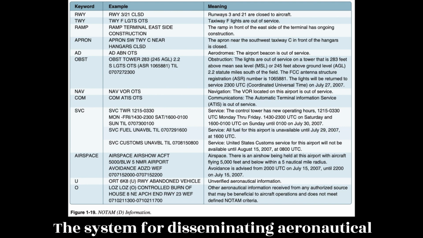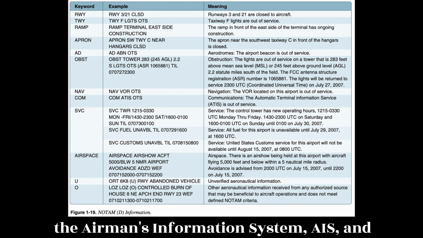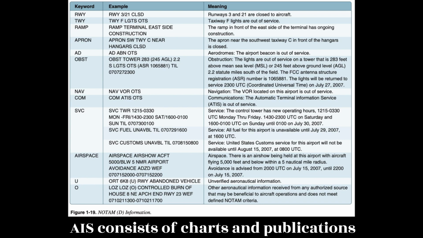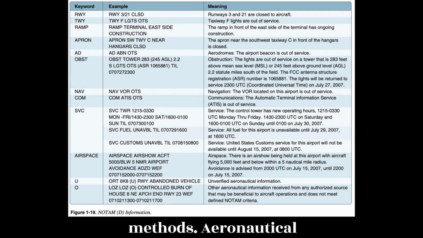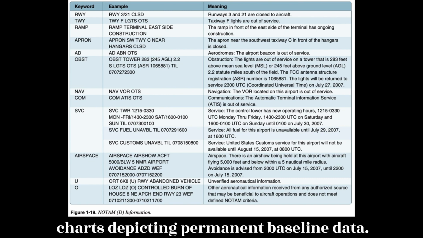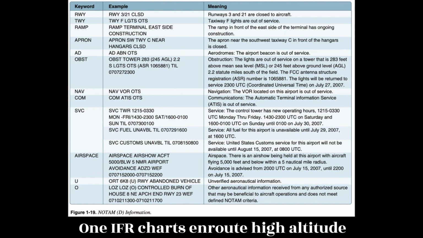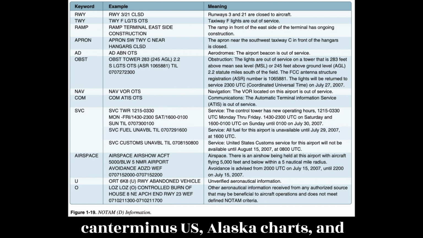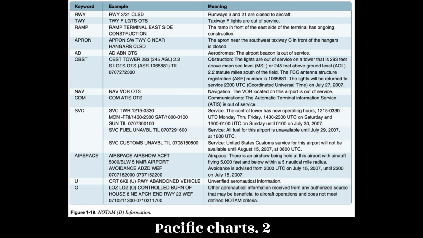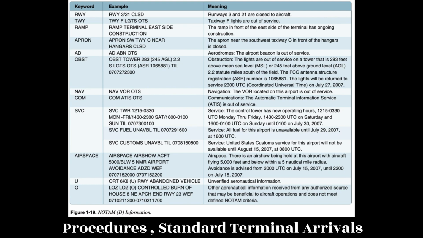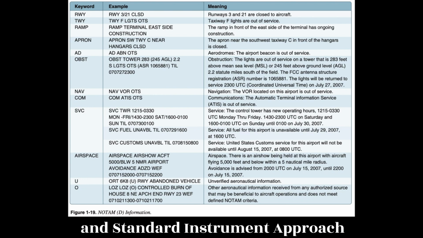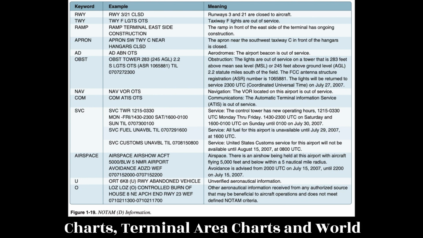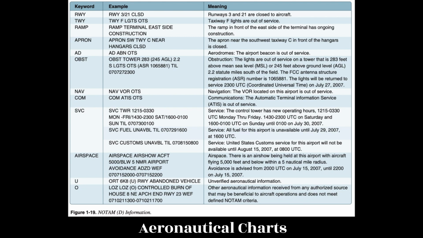NOTAM dissemination and availability. The system for disseminating aeronautical information is made up of two subsystems, the Airman's Information System, AIS, and the NOTAM system. The AIS consists of charts and publications and is disseminated by the following methods. Aeronautical charts depicting permanent baseline data. 1. IFR charts: en route high altitude conterminous U.S., en route low altitude conterminous U.S., Alaska charts, and Pacific charts. 2. U.S. terminal procedures: departure procedures, DPs, standard terminal arrivals, STARs, and standard instrument approach procedures, SIAPs.